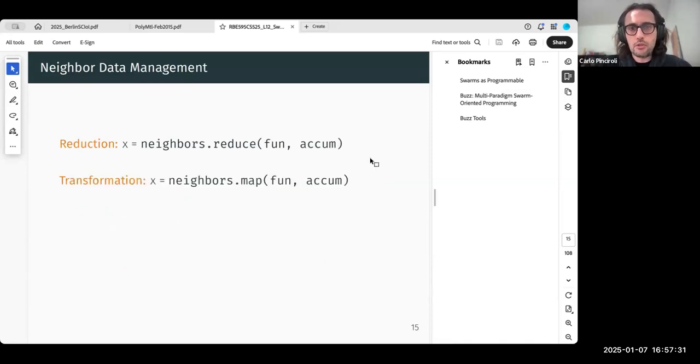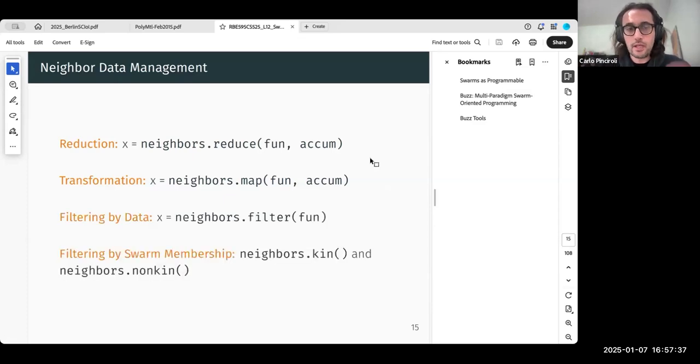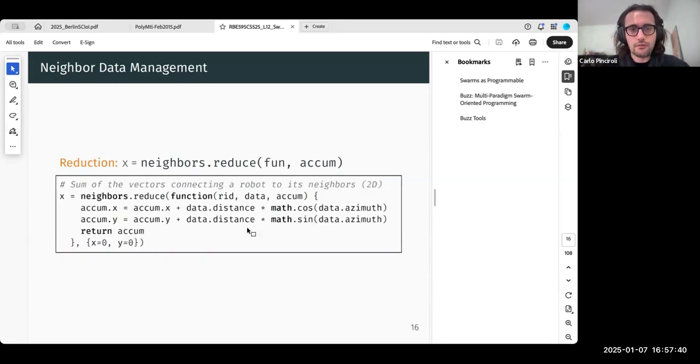I can do things like reduce, which is aggregate the data over the neighbors. I can modify the data of the neighbors. I can filter my neighbors according to some features. And so, for example, I can calculate the average position of my neighbors, and I can go to that average position.